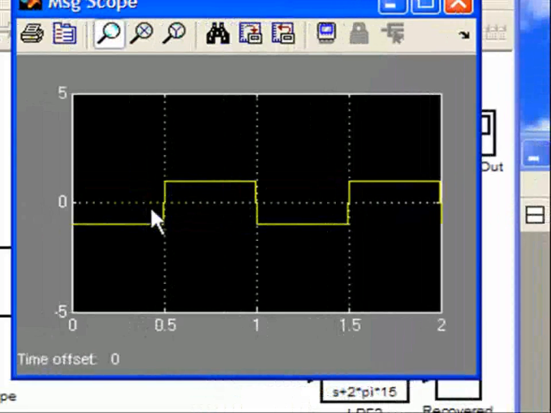Okay, so hopefully this gives you an understanding of what homodyne, synchronous, and coherent detection is all about.